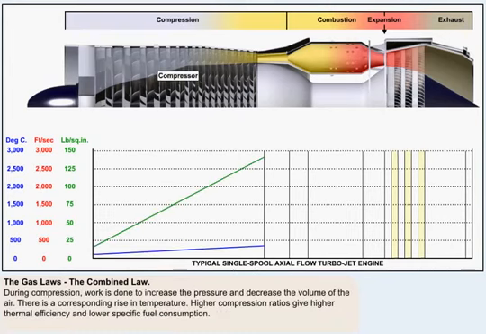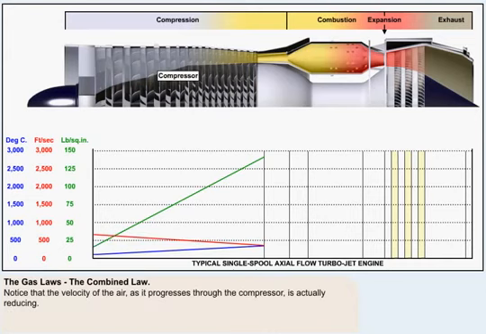During compression, work is done to increase the pressure and decrease the volume of the air. There is a corresponding rise in its temperature. Just as they do in the piston engine, higher compression ratios give higher thermal efficiency and lower specific fuel consumption.